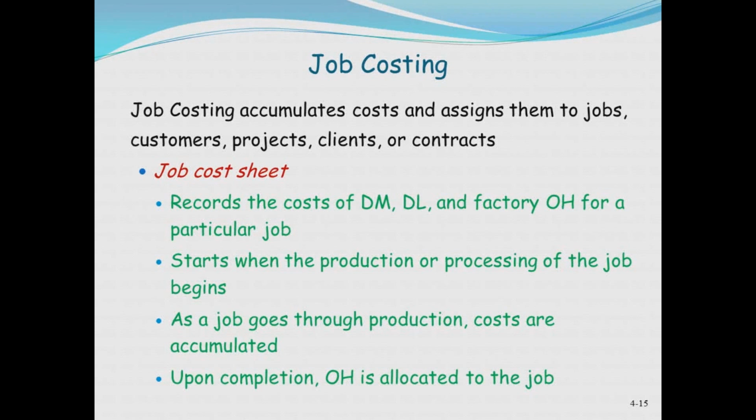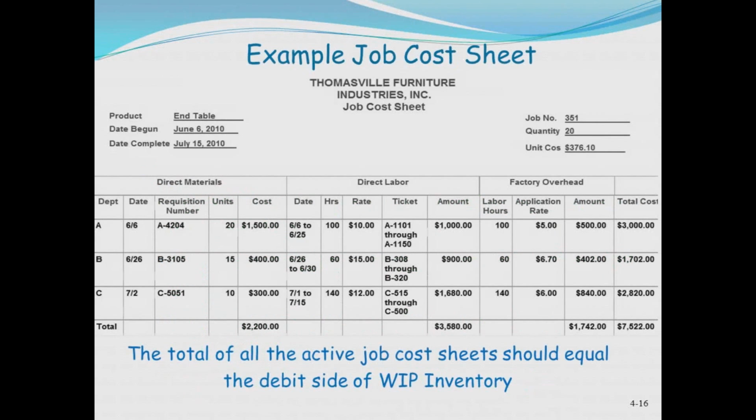The job cost sheet is opened up at the beginning of the job and continues until its end, obviously. As the job proceeds, costs are accumulated, and upon completion, overhead is allocated. Okay, so here's an example of a job cost sheet. Brings in direct materials, direct labor, and then factory overhead based upon, in this case, direct labor hours. Notice this 100 matches that 100 there. And you're able to come up with the total cost, somewhat approximated, for that job. And if you were to add up all your job costing sheets in a company for all the jobs they're doing, that should match how much you have in work in process.